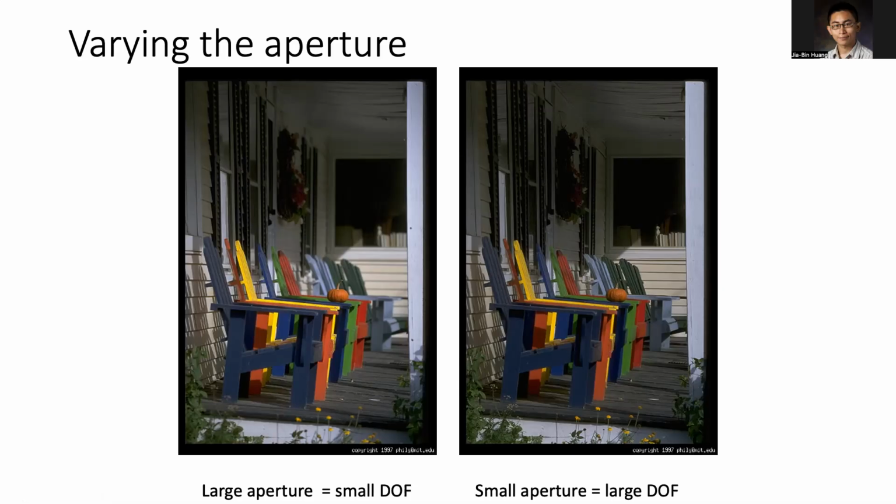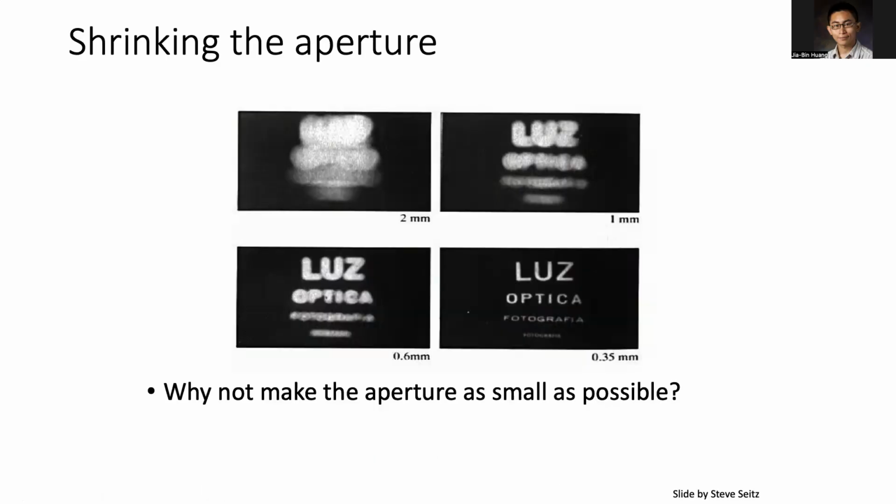So it seems that if I want to capture the sharpest image that we can have, maybe we can just keep decreasing the aperture. Just make the hole smaller and smaller and smaller. But that's not the case. Can anyone tell me why we cannot just keep shrinking the aperture so that we get sharper and sharper images?